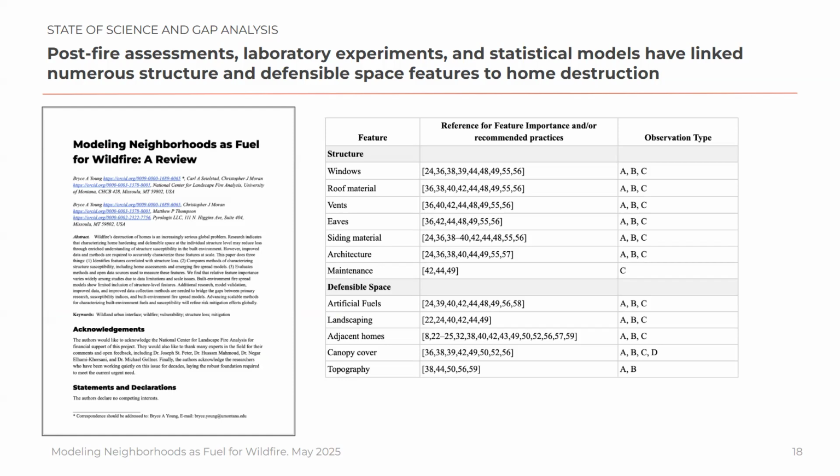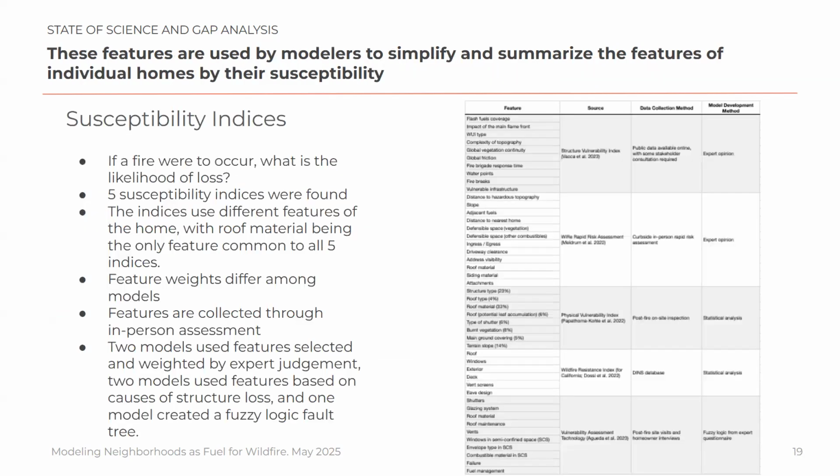Adjacent homes can pose a threat to structures. Canopy cover is just the density of the vegetation around the home, and the topography, which is basically slope. So those are the features that describe structure loss empirically through laboratory experiments and post-fire assessments. We expected that we would see the features that describe structure loss also appear in models that predict structure loss. There are two types of models that seek to predict structure loss.